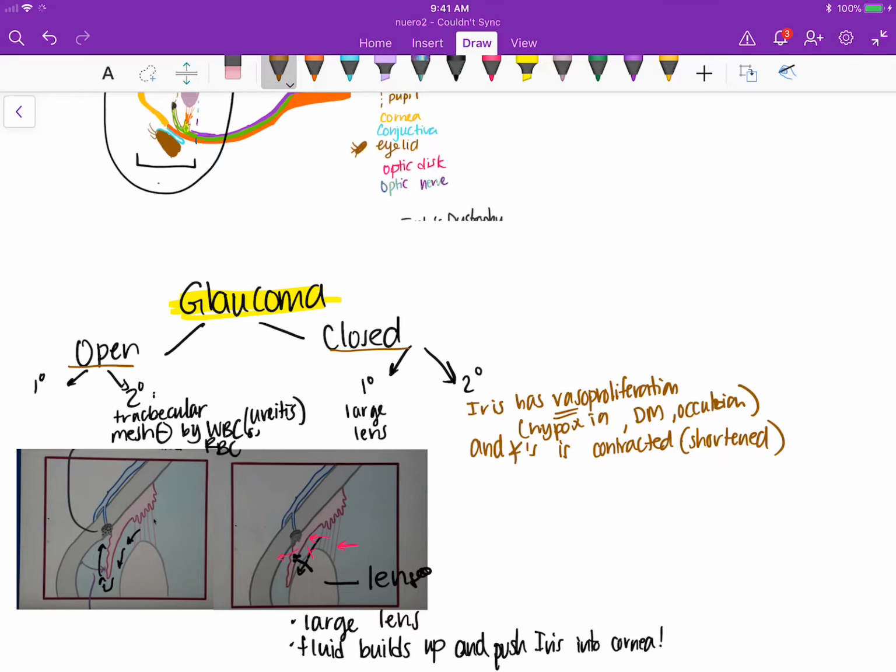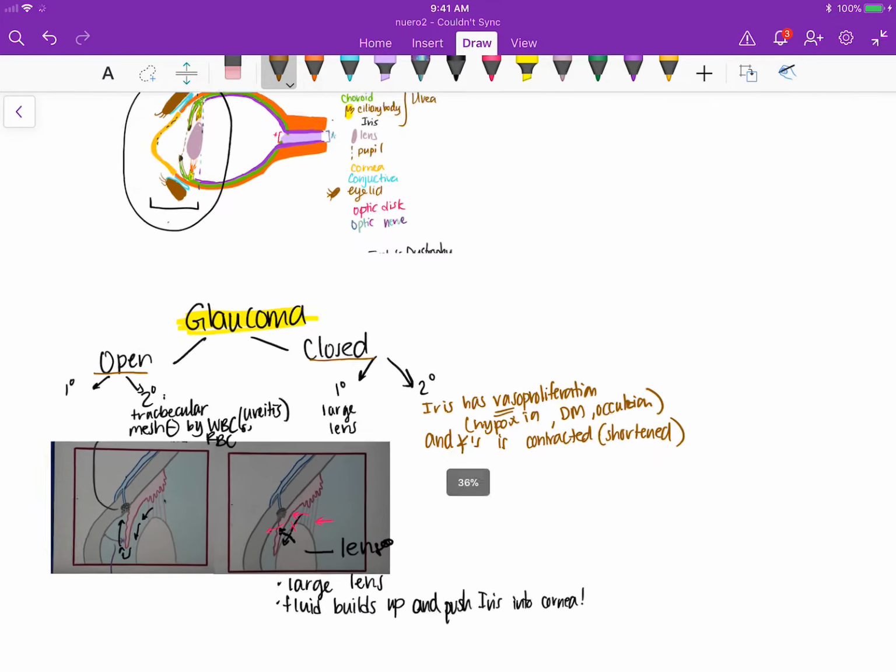flow. The closed one is either you have a really big lens that is pushing against the iris, or the iris has really become large and contracted, so it's getting really close to the cornea, and that's why you cannot flow. And it builds up the pressure inside the eye, in the aqueous humor. So this is glaucoma for you.